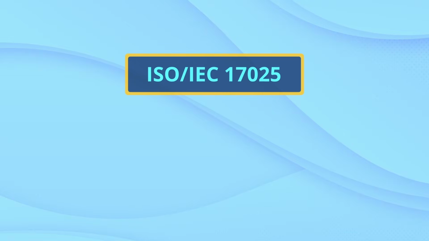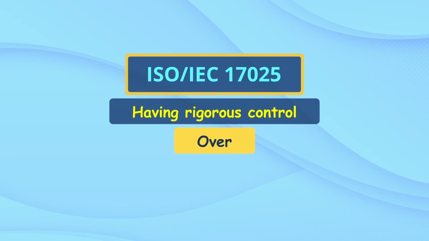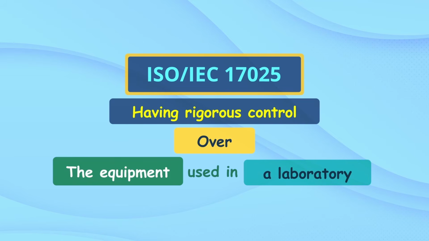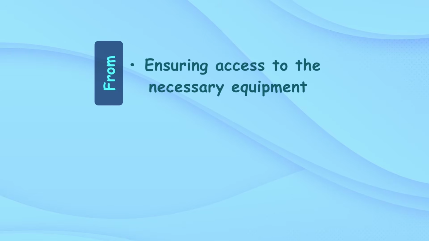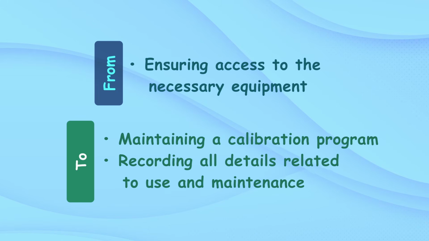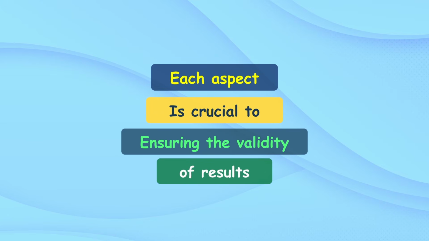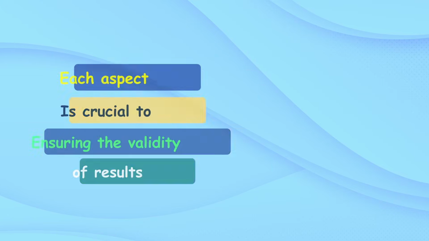Conclusion. ISO IEC 17025 highlights the importance of having rigorous control over the equipment used in a laboratory. From ensuring access to the necessary equipment to maintaining a calibration program and recording all details related to use and maintenance. Each aspect is crucial to ensuring the validity of results.